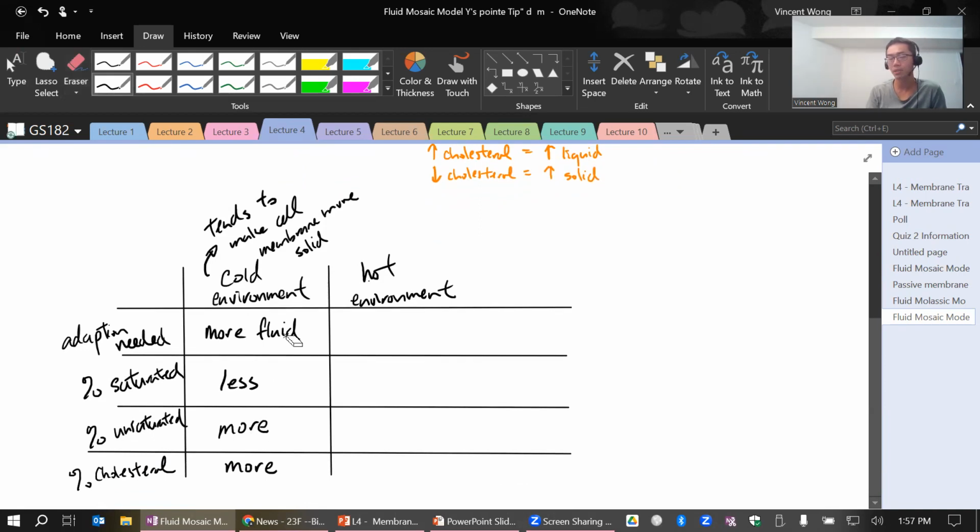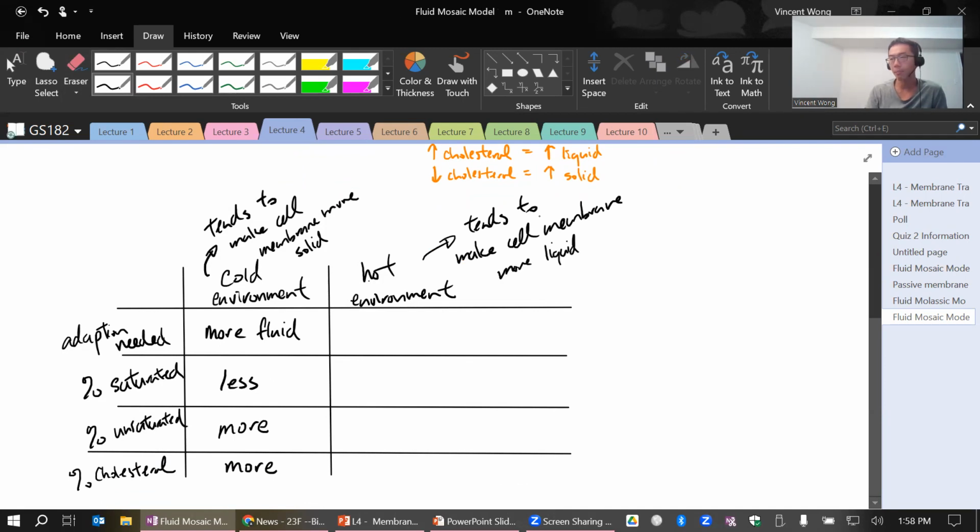And that actually is what happens for plants that are growing in a cold environment, like in the alpines or something like that. If you look at their cell membrane, they would have a lower percentage of saturated fat. More of it will be unsaturated, and there will be a little bit more cholesterol in it. In a hot environment, it's different. Hot environment tends to make the cell membrane more liquid, because it's like melting a little bit. So you don't want it to melt. You want to do things to make it less fluid, more solid.